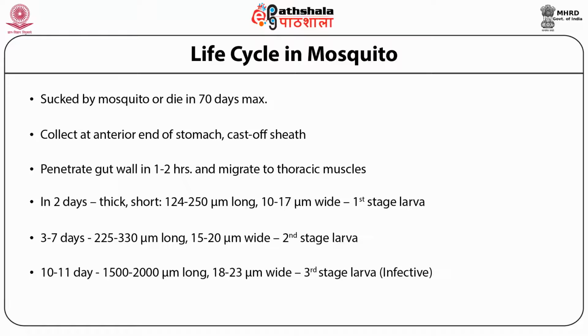This is almost 5 times the size of the second stage and measures about 1500 to 2000 micrometers in length and 18 to 23 micrometers in width. The spiky tail degenerates, while various organs such as the digestive and genital organs and the body cavity are now well developed. On about the 14th day, the third stage larva migrates to the proboscis of the mosquito.